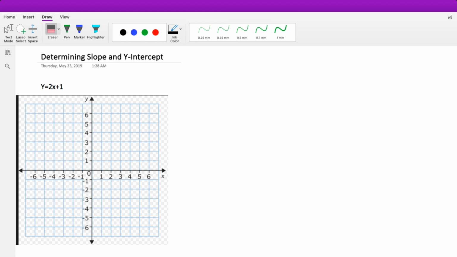How's it going, Mathaholics? Let's find the slope and the y-intercept of these following equations and graphs. So how exactly do we do that? There's a little formula that we want to put everything into, and I promise if we put everything into this little equation here, the answers are basically going to pop out at us.